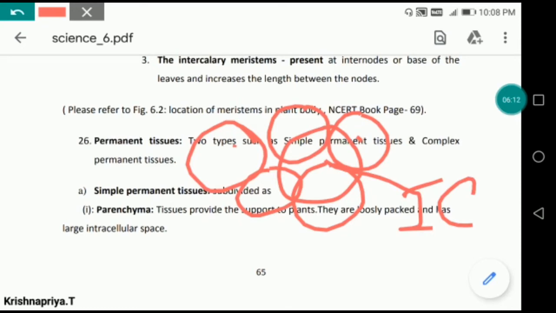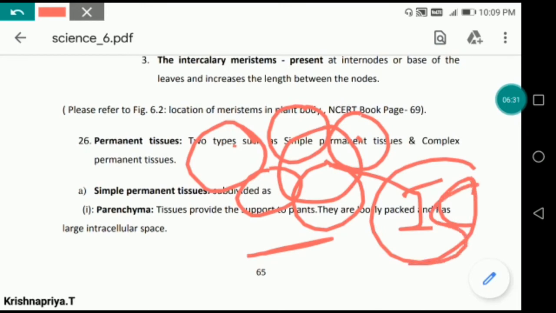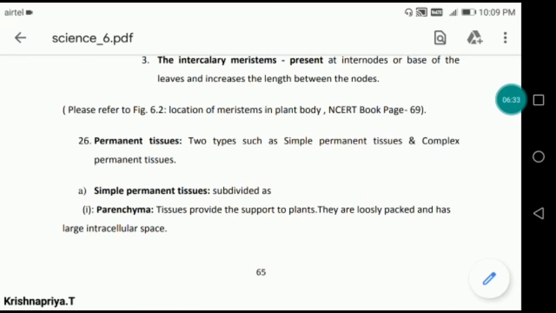So in the case of a simple permanent tissue, or in the case of a parenchyma cell, intercellular space is more. They are loosely packed, meaning they can be easily separated from one another. They are loosely packed and intercellular space is also more. Okay, so they are the parenchyma tissue. Generally they support the plant.